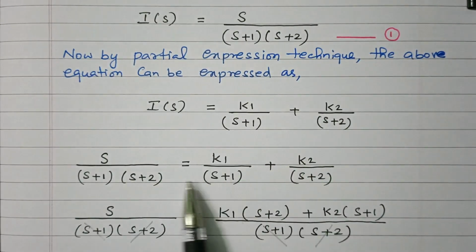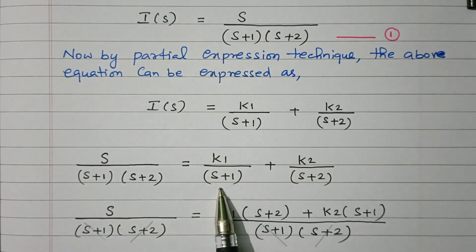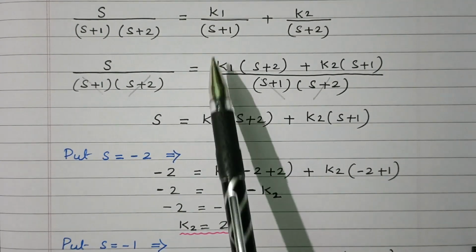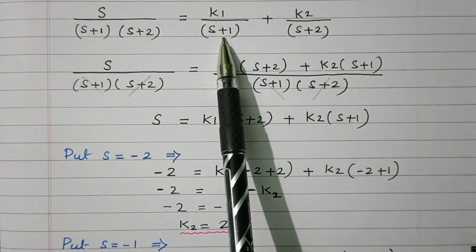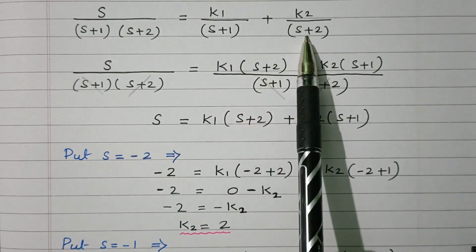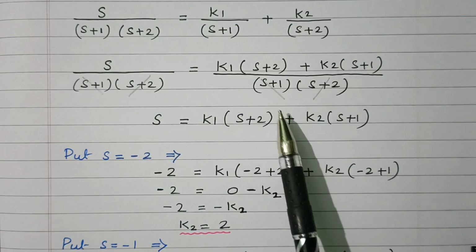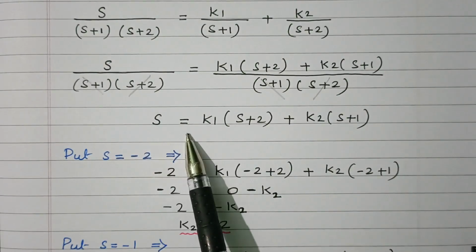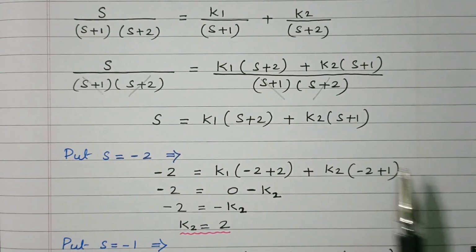So both are equal: s divided by s plus 1 into s plus 2 equals k1 divided by s plus 1 plus k2 divided by s plus 2. Now we'll go for further simplification. We take the LCM, s plus 1 into s plus 2. Where only s plus 1 is available, we multiply by s plus 2. Where s plus 2 is available, we multiply by s plus 1. The denominators on both sides get cancelled. So s equals k1 into s plus 2 plus k2 into s plus 1.